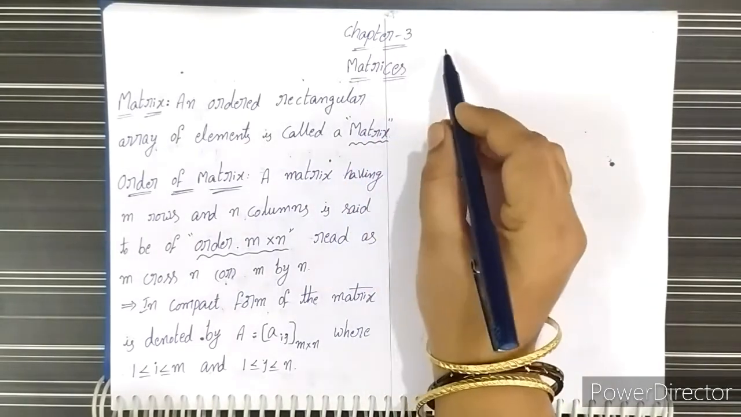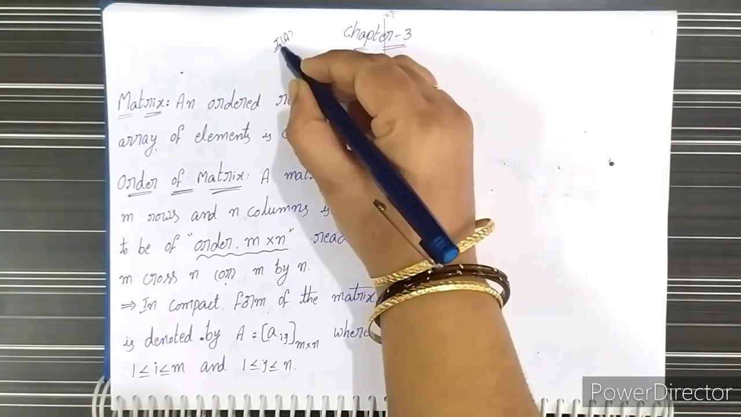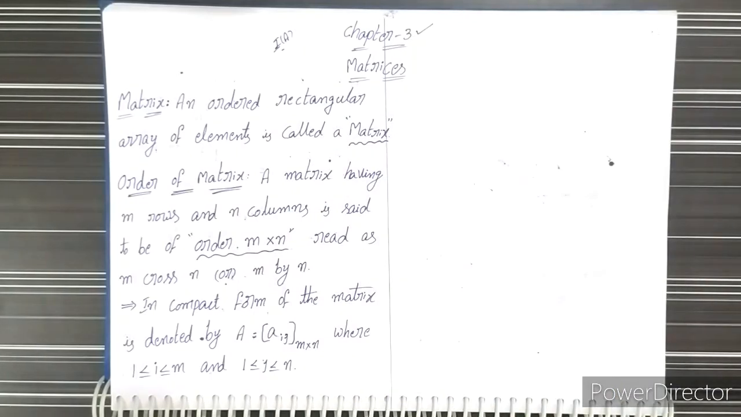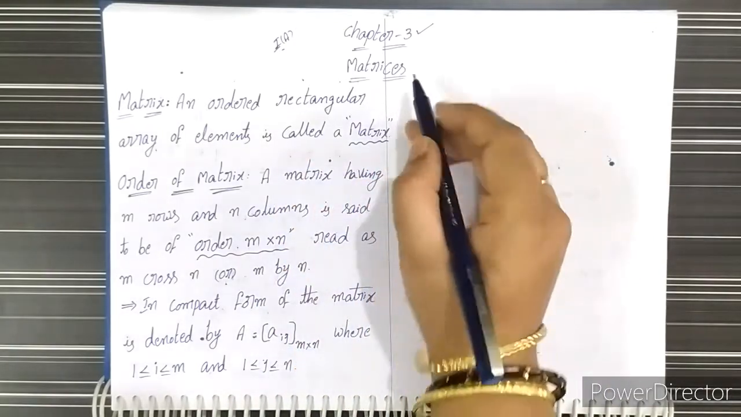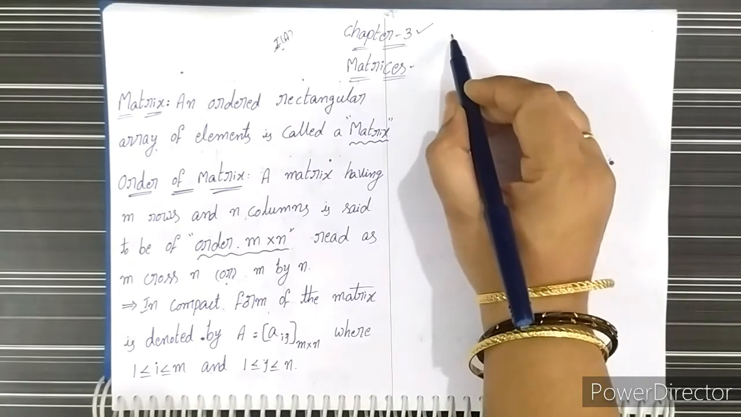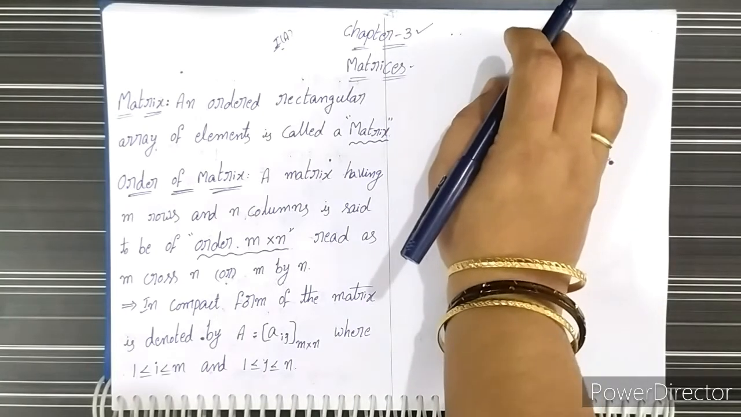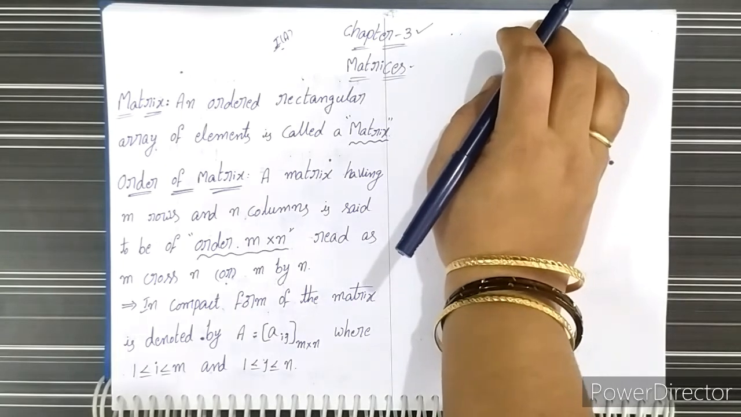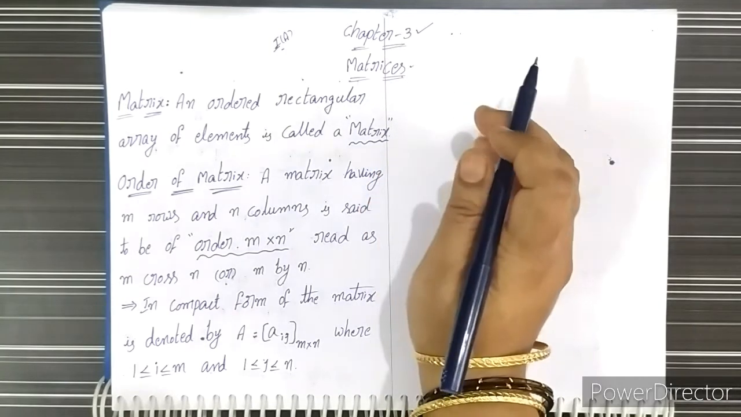From today onwards, we will discuss Maths 1A. In Maths 1A, chapter 3, Matrices. We will discuss the chapter Matrices. In this chapter we will discuss all definitions, example problems, exercise problems, and all total details of the matrices are explained in this chapter. First, we know about the definition of a matrices.